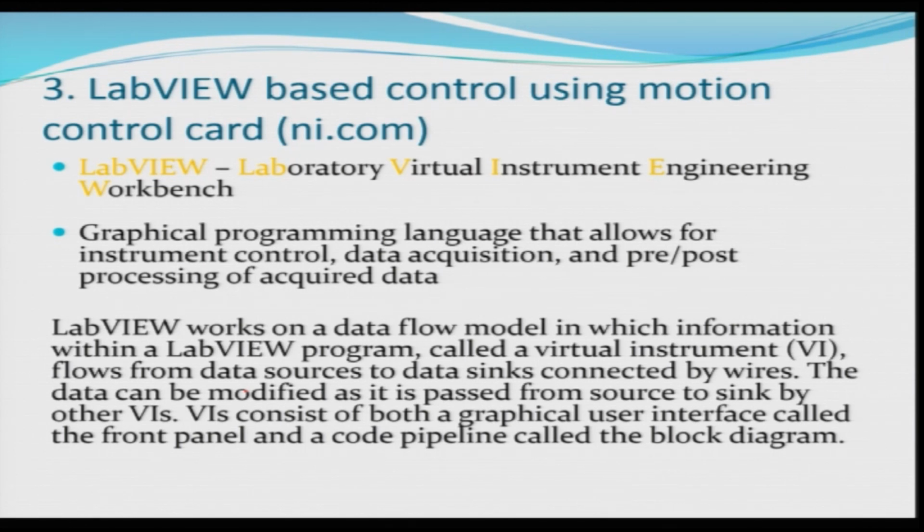The data can be modified as it is passed from source to sink by other VIs. VIs consist of both a graphical user interface called the front panel and a code pipeline called the block diagram. So, there will be a function palette called motion VIs, and these graphical icons provide the programming tools. Each VI will be a function in itself, like you have to declare the axis numbers, then you can set the mode to stepper or servo, then you can have different modes of operation like incremental mode or velocity mode. So, those can be available, so that using a motion control card one can design a standalone system, a full fledged 6 to 8 degrees of freedom system can be designed using these control cards.